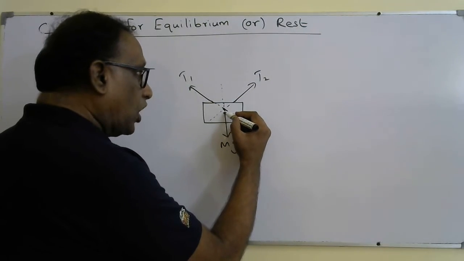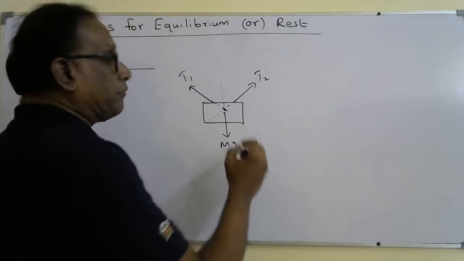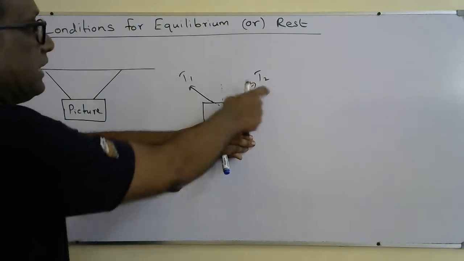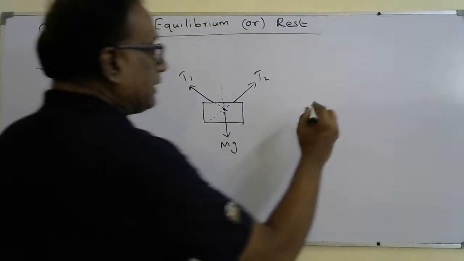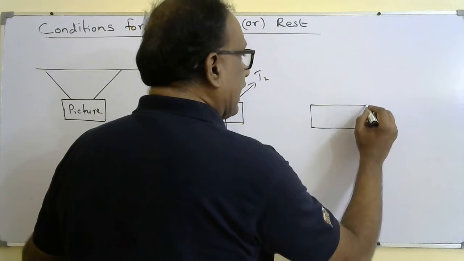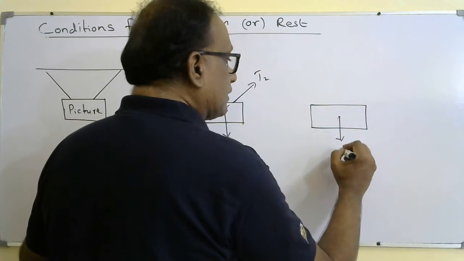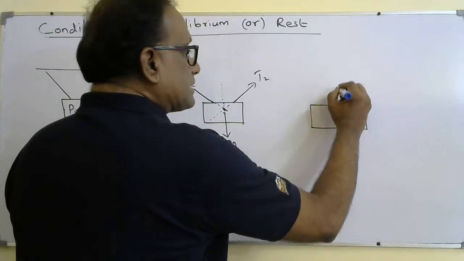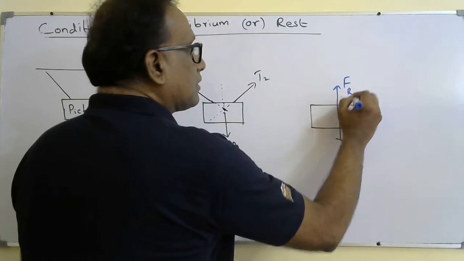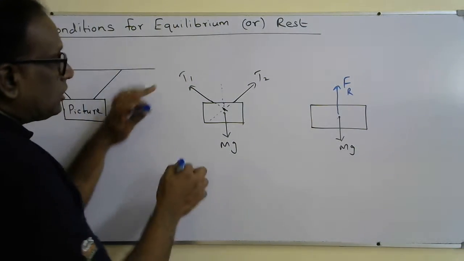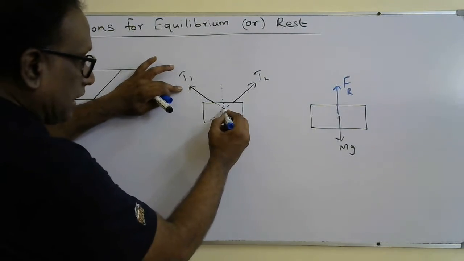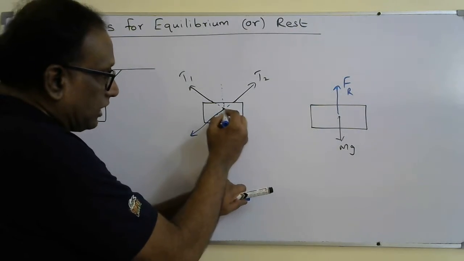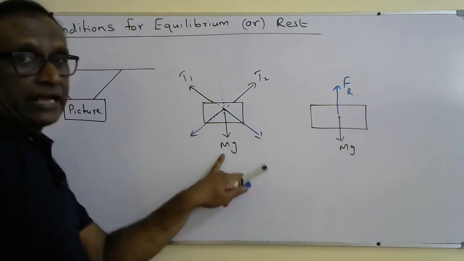That should act along the same line of action of mg, in the upward direction. If I forget about this mg, if I don't consider mg, T1, T2, so the resultant should be something like this. The resultant of T1 and T2, if I say Fr, so this is the mg. The resultant of T1 and T2 should act along this line, Fr. Same way, the resultant of T1 and mg should act along this line, opposite to T2. The resultant of mg and T2 should act along this way, opposite to T1, and should have the same magnitude.